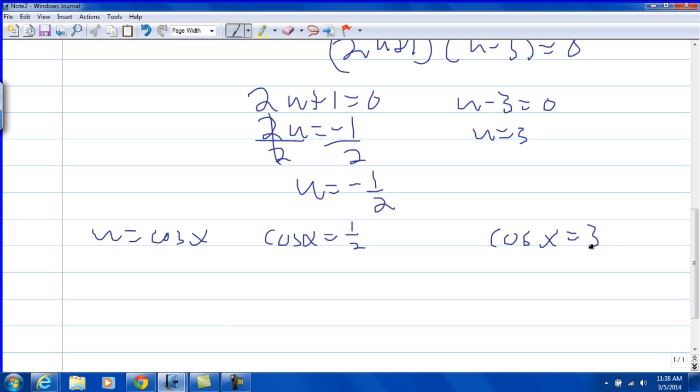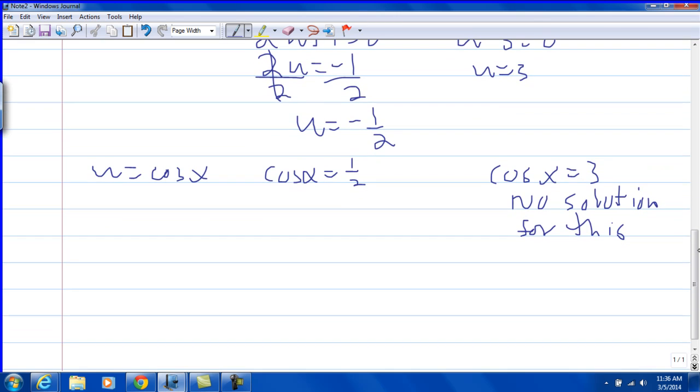Can cosine of x ever be 3? The answer is no. There's no solution for that one. But cosine of x can be negative 1/2.